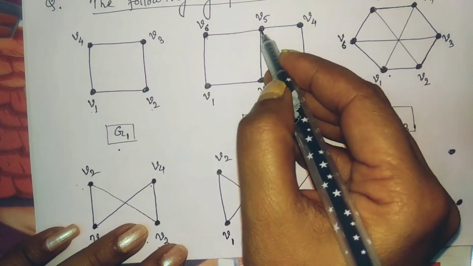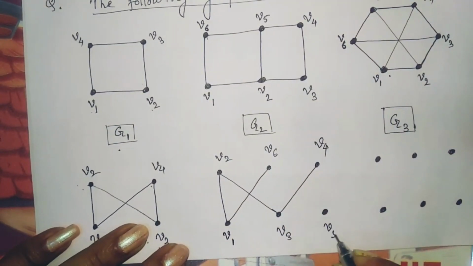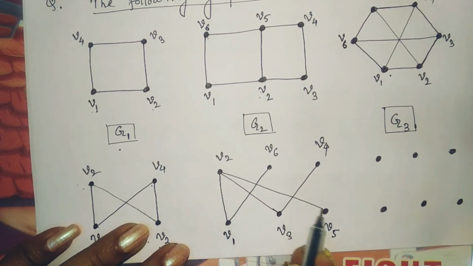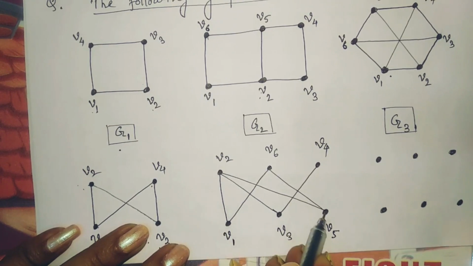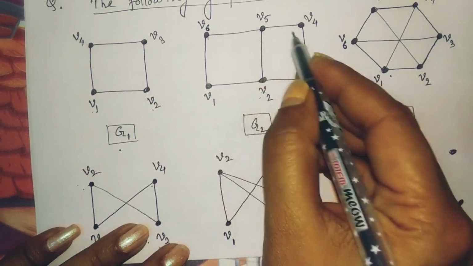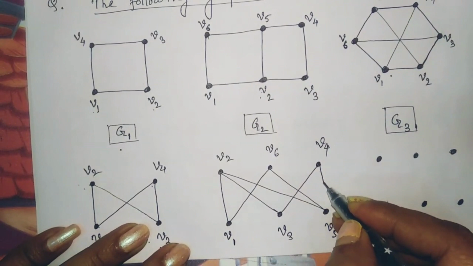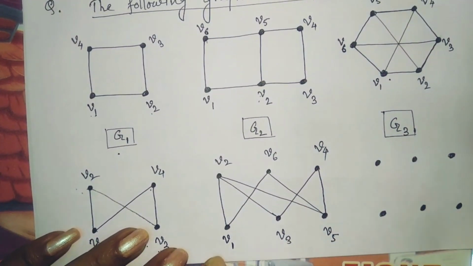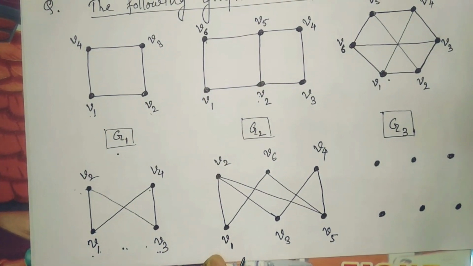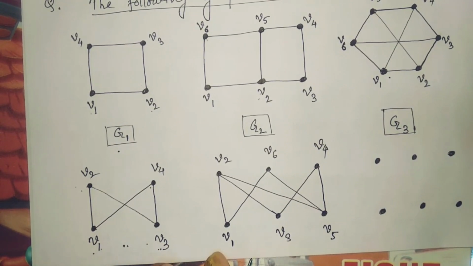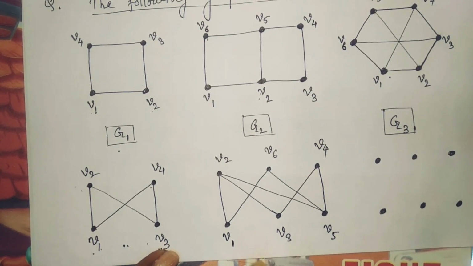One more vertex is left, that is v5. If we say it is v5, then v5 connects with v2, v4 and v6, all three. So in this way, if we draw the picture, then we will say that yes, this one is also a bipartite graph.